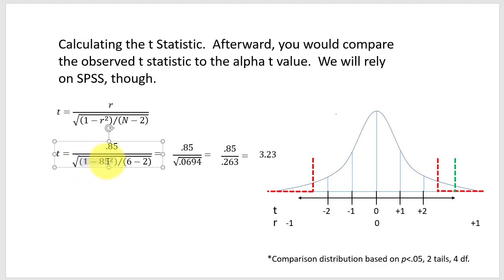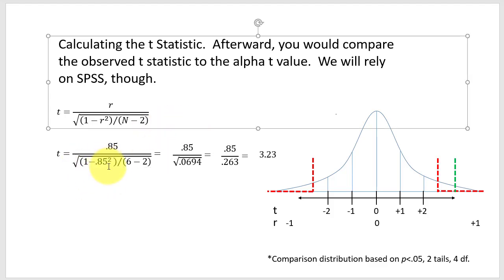I recognize there's a little bit of a typo there. Let me fix that real quick. 0.85, pardon me. 1 minus 0.85 squared divided by 6 minus 2 is equal to the square root of 0.0694. And you divide 0.85 by that radical, which is equal to 0.85 divided by 0.263, which is equal to 3.23. So our t is actually at 3.23.